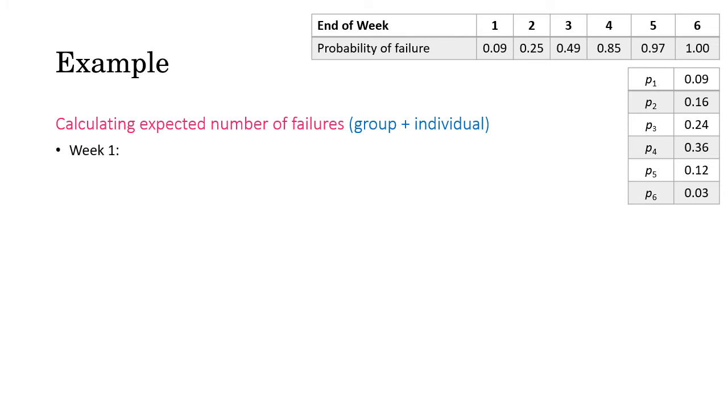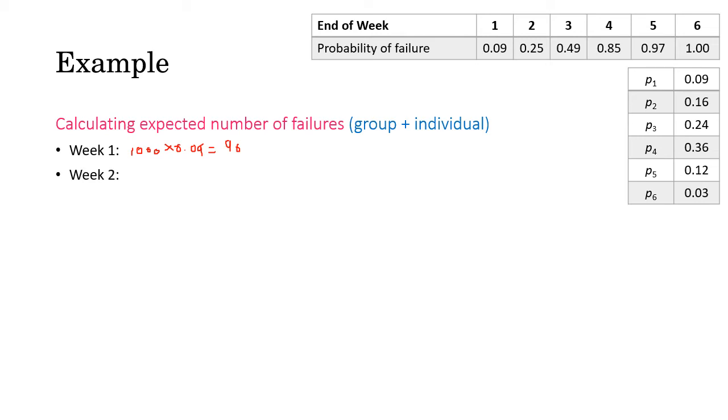So let us start computing. We want to calculate the expected number of failures, group plus individual, at the end of each week. So by the end of week 1, we know that 9% of 1000 bulbs are likely to fail. And hence, if you want to find out how many bulbs are likely to fail, you must multiply 1000 by the probability 0.09, which gives us 90. So that means 90 bulbs are likely to fail at the end of week 1.